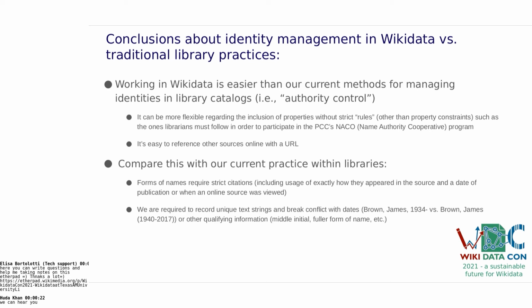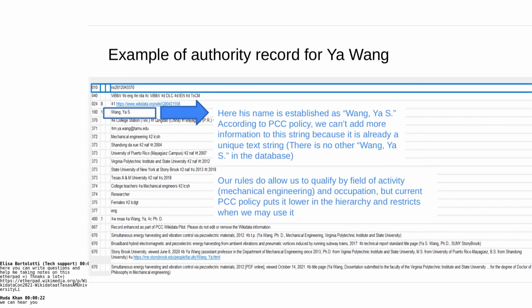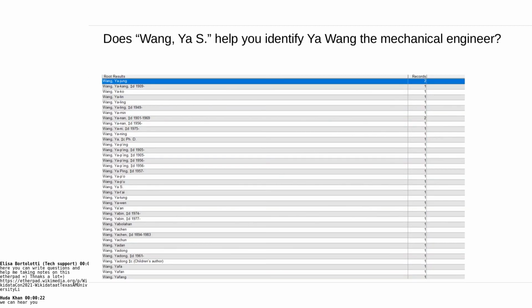Also, we don't have to make names unique in Wikidata, but in traditional authority control, all the names have to be unique. For instance, here for Ya Wang in the authority control data, S, his middle initial, is assigned to make his authority control string unique. So we can't add more information about it since we're told not to anticipate conflict. And according to PCC policy, while we could add mechanical engineering to break the conflict, it puts it lower in the hierarchy, and we're restricted as to when we can do this.